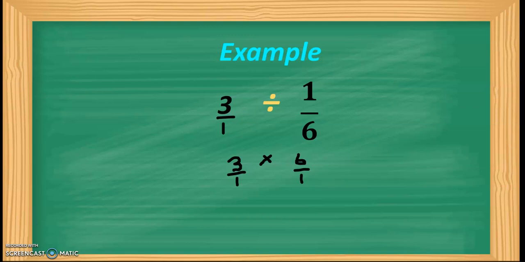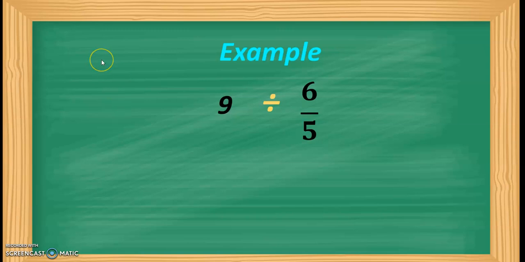Now when I multiply 3 by 6, I will end up with 18. And when I multiply 1 by 1, I will end up with 1. So here, our answer is simply 18. Now for the last example, I want for you to pause the video. I want for you to comment your answer, or once you replay the video and you got it correct, you can let me know in the comment section.